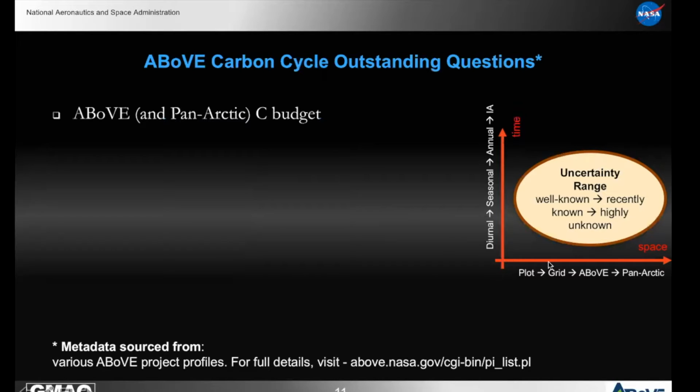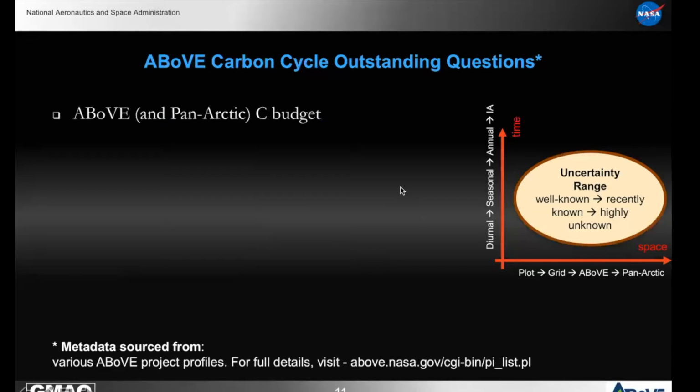What I've also shown on the side here, and I'll keep alluding to, is that the different questions I'll go through, you can think of in different space and time scales. On the space side, you can think of something at a plot scale, or a 1 kilometer grid, or the entire ABoVE domain, or the full Panarctic region. And similarly on time, you can have something at diurnal versus seasonal versus annual, etc.